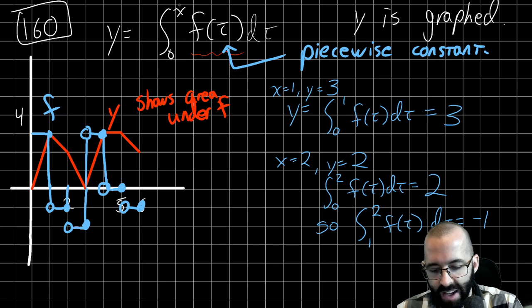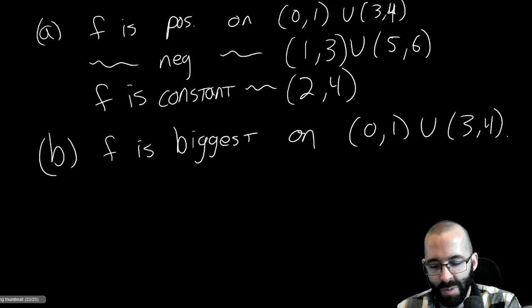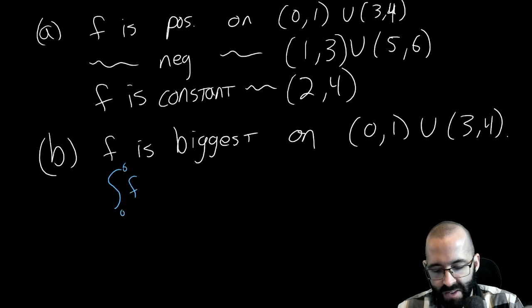Plus 3 plus 0 minus 1, so it should be 2. The area, the integral of the blue one from 0 to 6 should be 2. The average value should be 2 divided by the integral f from 0 to 6. Oh, there we go. I was right.